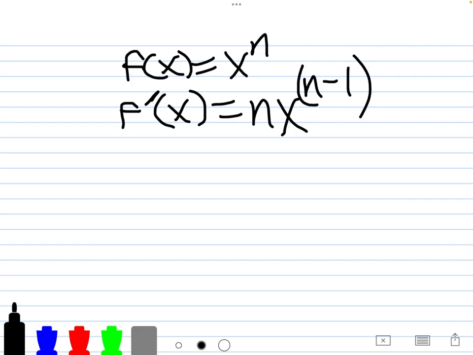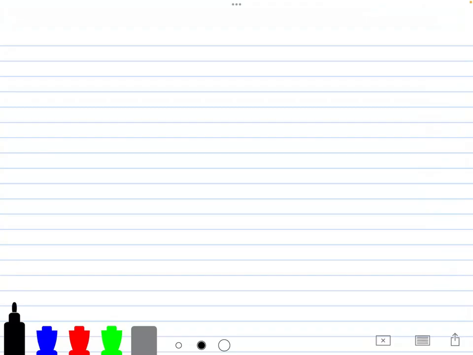Before we do that, I think it's important that we understand the definition of a derivative so we know how we're deriving our equations. So what exactly is a derivative? A derivative is just the slope at a single point, otherwise known as the instantaneous rate of change.